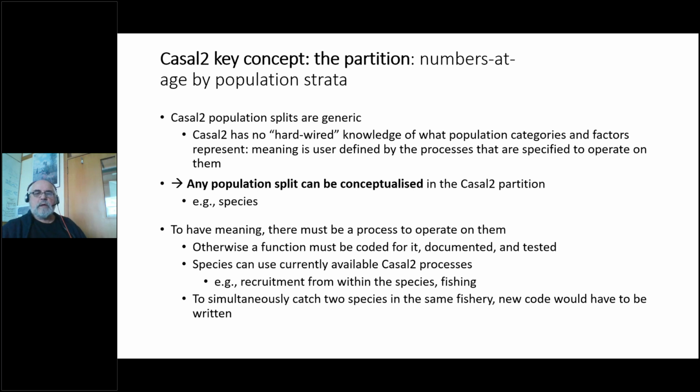But to have meaning, there must be processes to operate on them. Otherwise, a function has to be coded for it, documented, and tested. So species can use currently available CASAL2 processes, so you can have species in, and that has been done. But if you wanted to simultaneously catch 2 species in the same fishery, you would have to write new code.